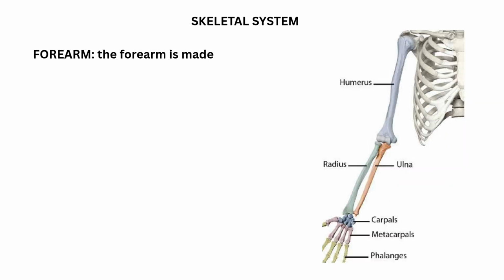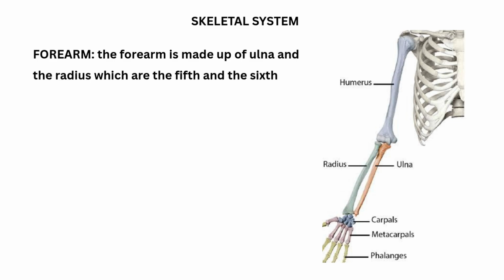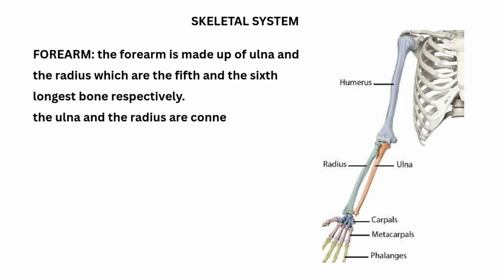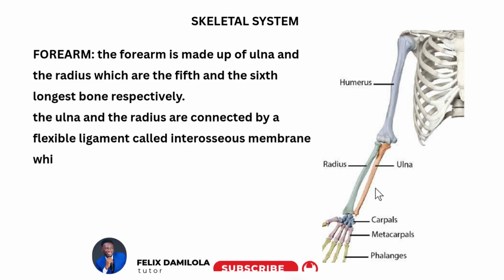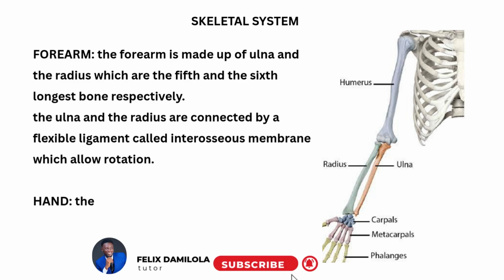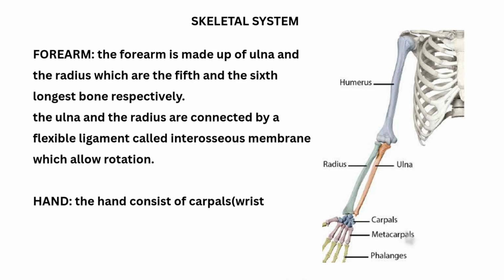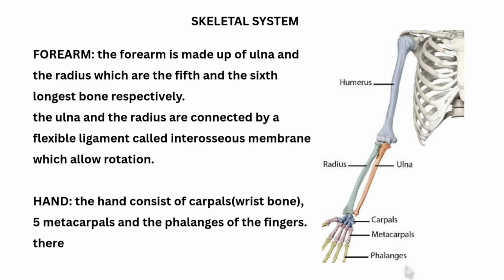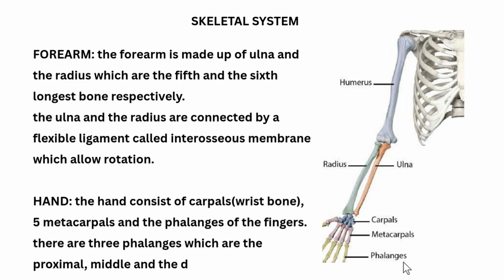Forearm. The forearm is made up of the ulna and the radius, which are the 5th and the 6th longest bones respectively. The ulna and the radius are connected by a flexible ligament called the interosseous membrane, which allows rotation. Hand. The hand consists of carpal bones, 5 metacarpals, and the phalanges of the fingers. There are 3 phalanges, which are the proximal, middle, and the distal phalanges.